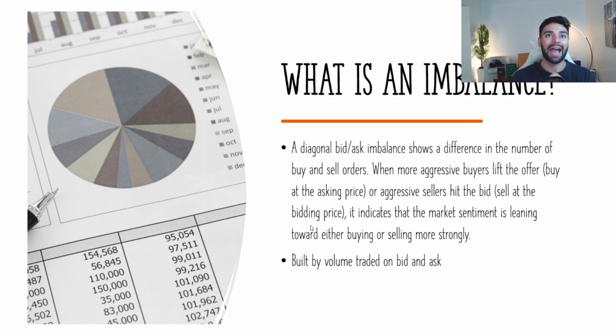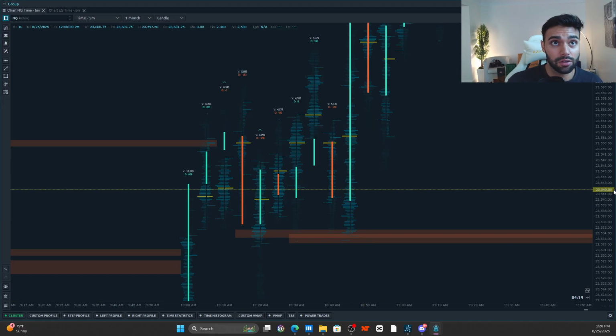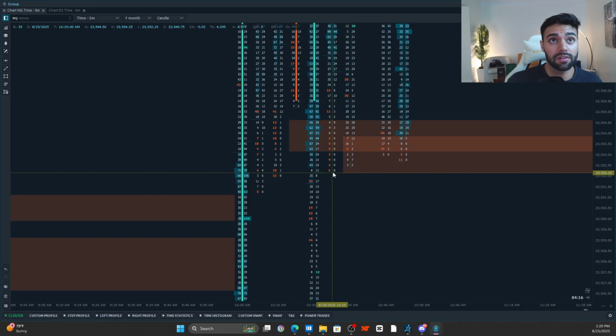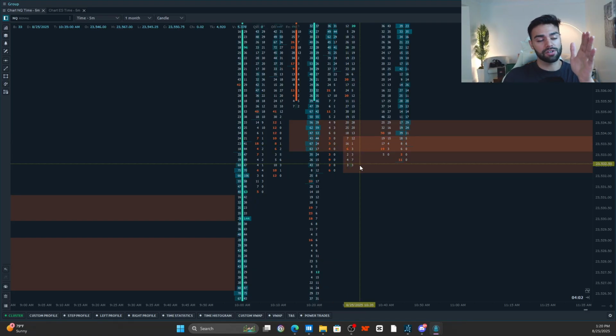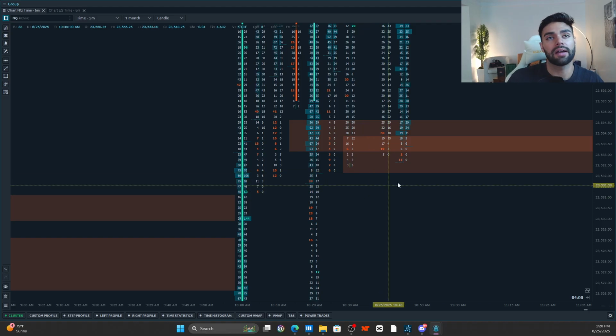An imbalance is a diagonal bid/ask imbalance, showing a difference in the number of buy and sell orders. When more aggressive buyers lift the offer, right? Buy at the asking price, or aggressive sellers hit the bid, sell at the bidding price, it indicates the market sentiment is leaning toward either selling or buying more strongly. But we'll show you exactly what I mean by that. It's a diagonal. So when imbalances are formed, it's not based off of the 0 and the 6, the 0 and the 2. It's based off the 3 and the 0, the 2 and the 0. It's based off a diagonal divergence between the bid and the ask, not just the vertical one, or just a horizontal of just the bid or just the ask. It's based on a diagonal, right, difference in the bid and the ask.